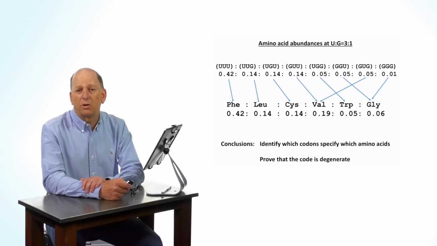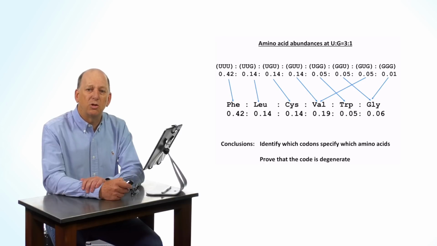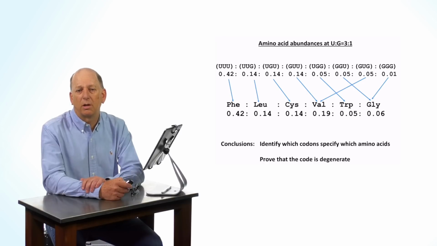From the codon abundances, we can then predict the amino acid composition of the resulting proteins, yet another way to show which codons specify which amino acids, and illustrating the degeneracy of the code, with GUU and GUG both encoding valine, and GGU and GGG both encoding glycine.